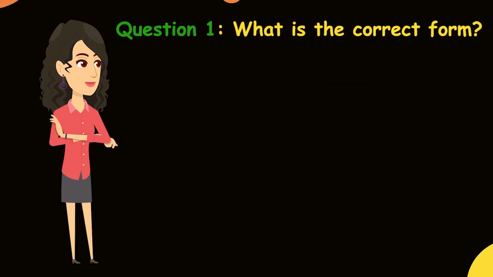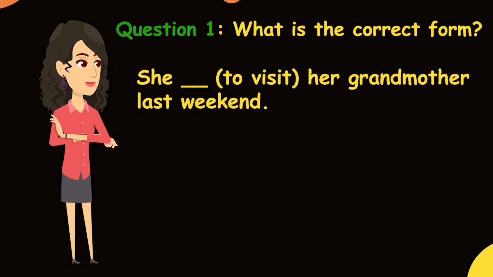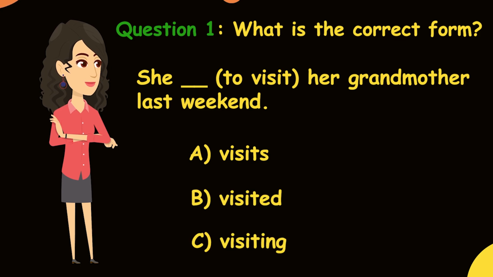Question 1. What is the correct form? She to visit her grandmother last weekend. Visits. Visited. Visiting. The correct answer is B. She visited her grandmother last weekend.